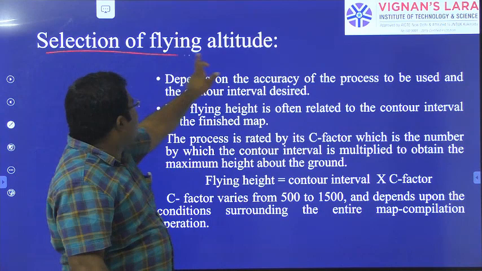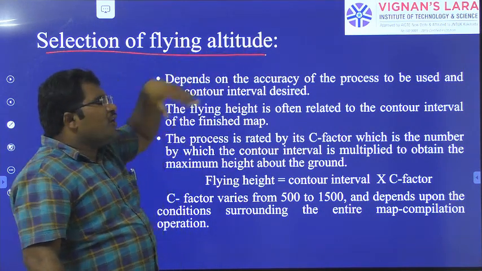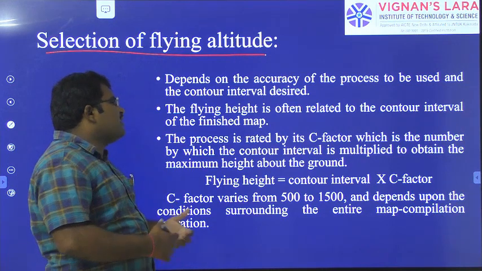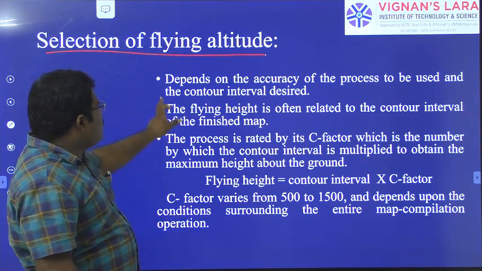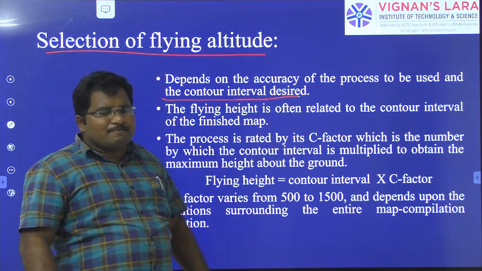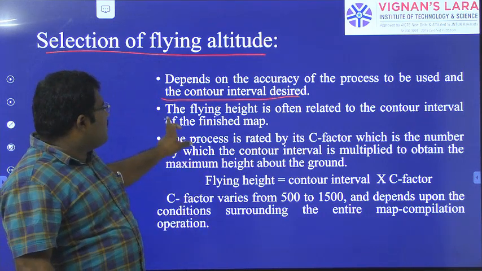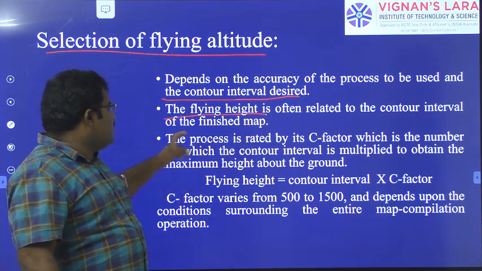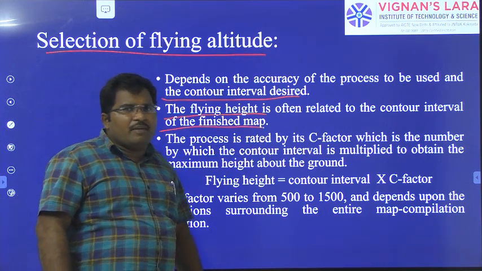Next, selection of flying altitude. At what altitude do you want to fly with the help of an aeroplane to take the photographs? How are we going to decide that? Depending upon the accuracy of the process to be used, the contour interval is decided. The contour interval means at what height you are going to take the photographs. The flying height is related to the contour interval of the finished map. What is your contour interval?